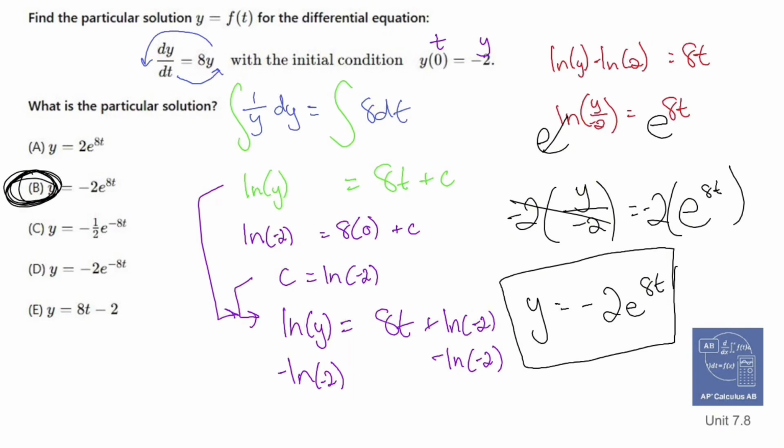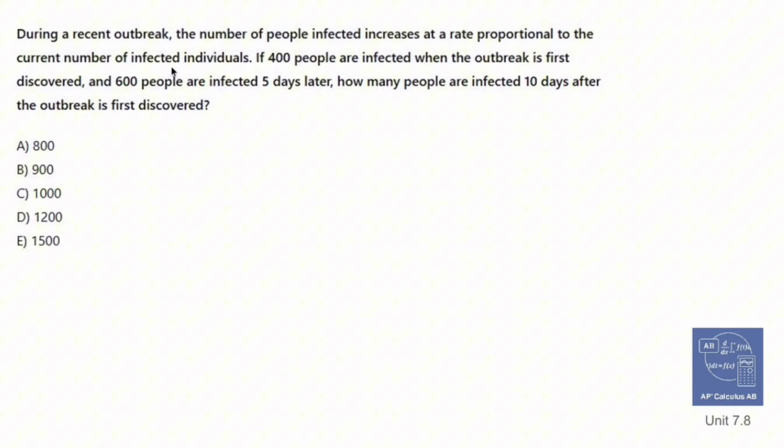During a recent outbreak, the number of people infected increases at a rate proportional to the current number of infected individuals. If 400 people are infected when the outbreak is first discovered and 600 people are infected 5 days later, how many people are infected 10 days after the outbreak is first discovered?